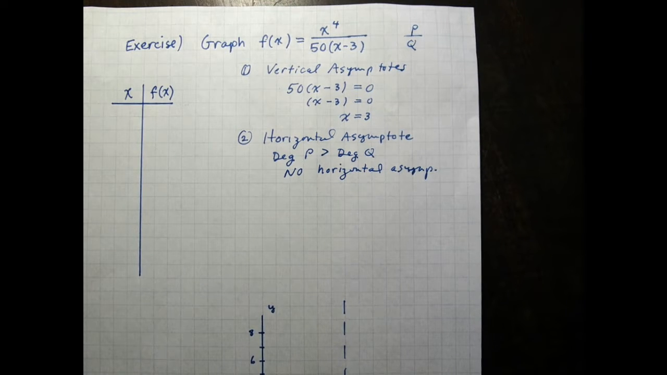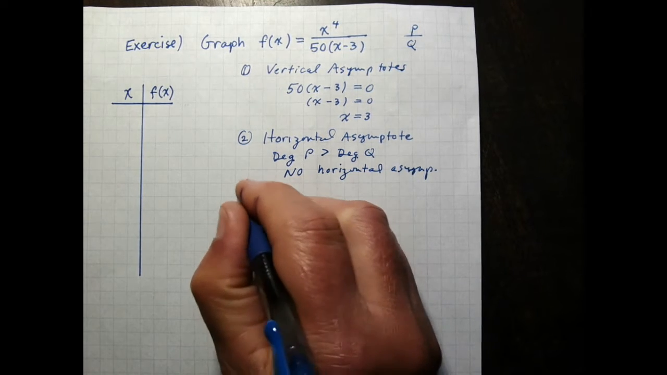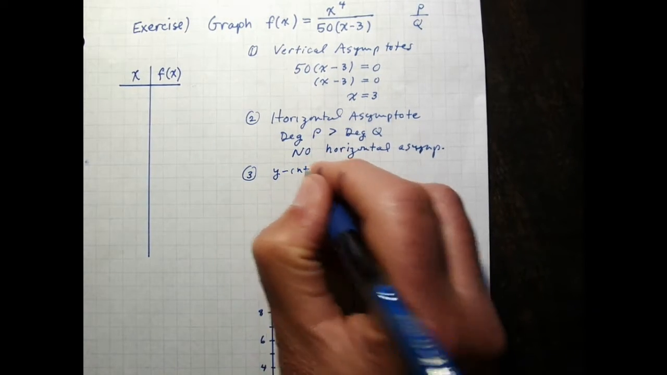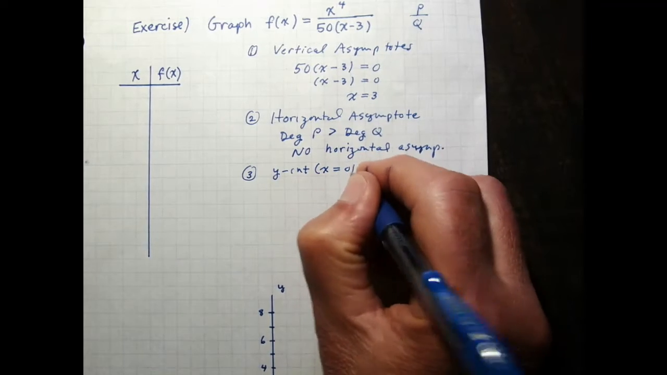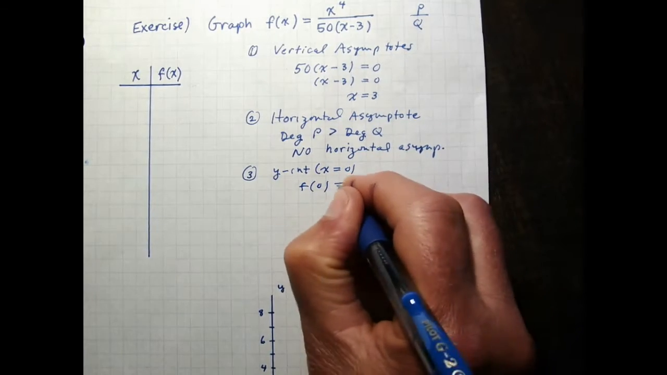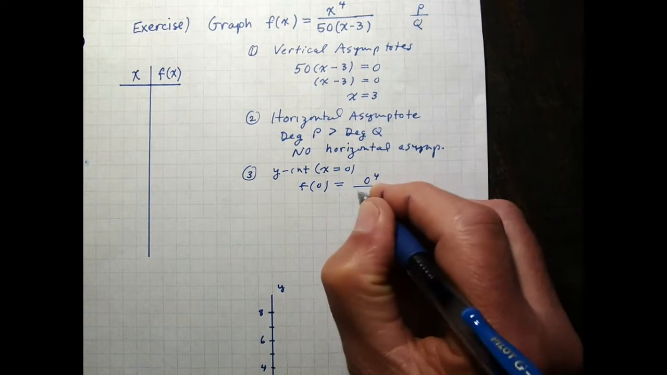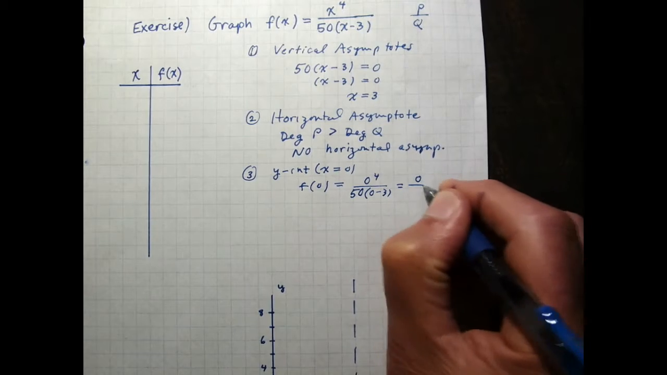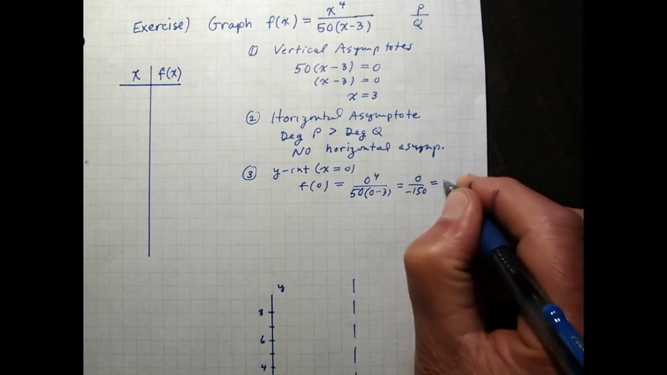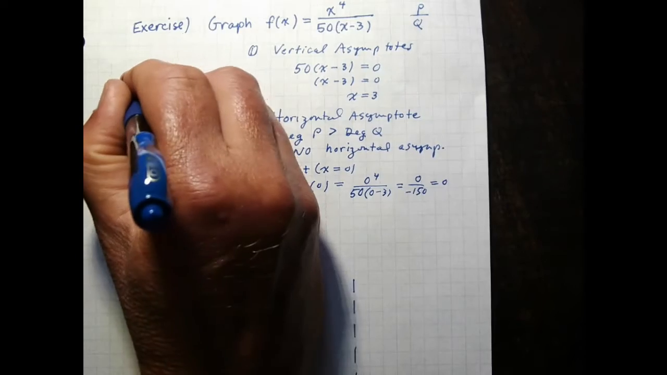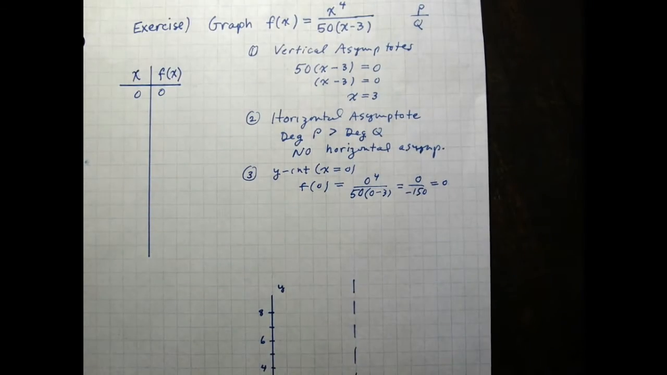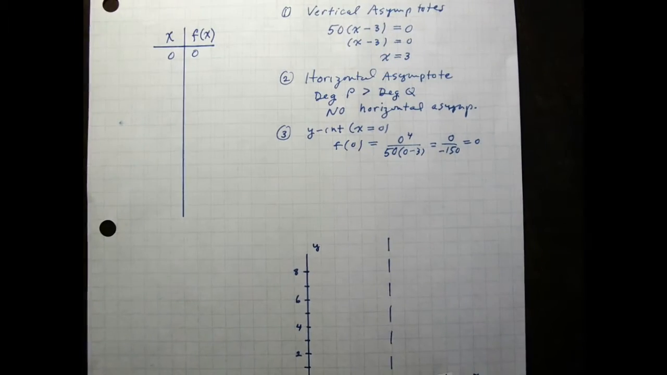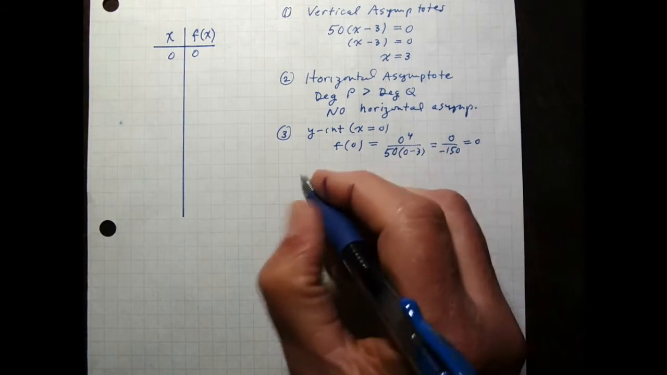Step 3 is the x and y intercepts. So the y-intercept is when x is equal to 0. If I calculate f of 0, I get 0 to the fourth over 50 times 0 minus 3. That's 0 over negative 150, which is just 0. So one point that I have on my graph is 0, 0. And 0, 0 is a point that's both an x and a y intercept.